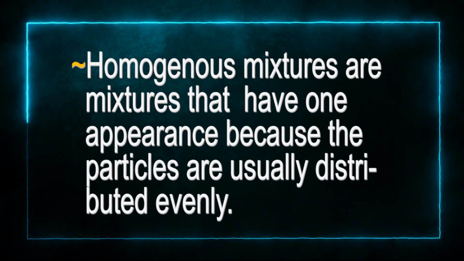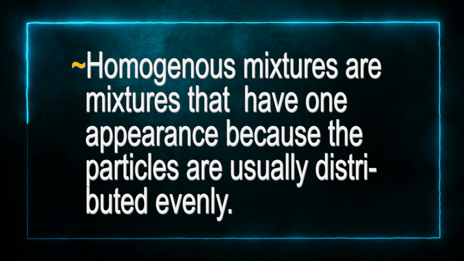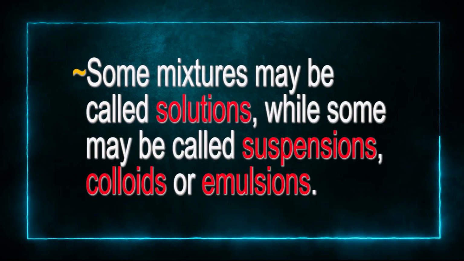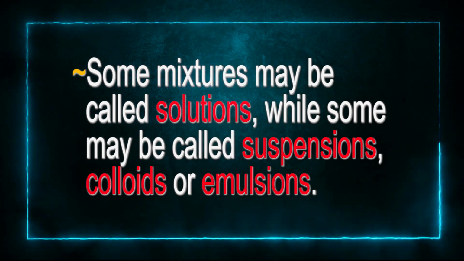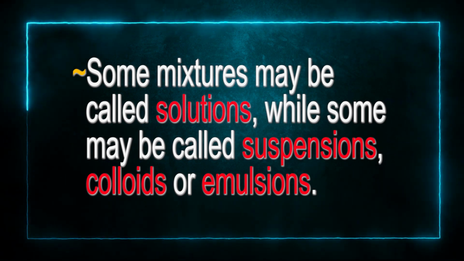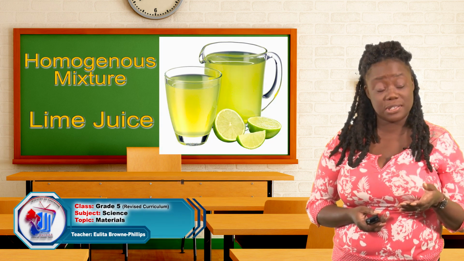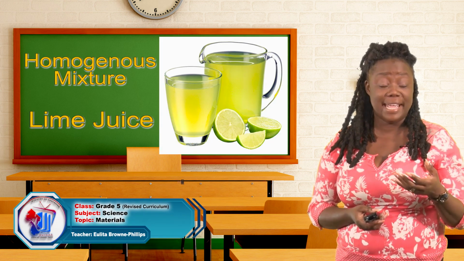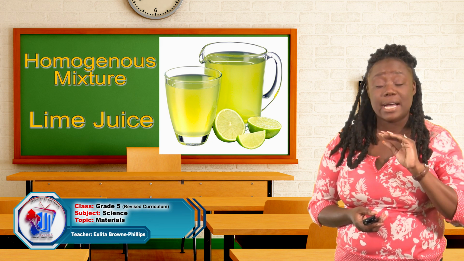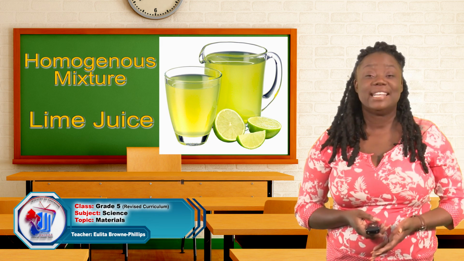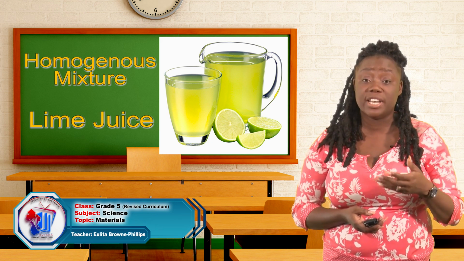Homogeneous mixtures are mixtures that have one appearance because the particles are usually distributed evenly. Some mixtures may be called solutions, while some may be called suspensions, or colloids, or emulsions. In the mixture of the swank, the water, the lime juice, the sugar, and the essence, in the end, we could not identify the materials because it had already evened out.